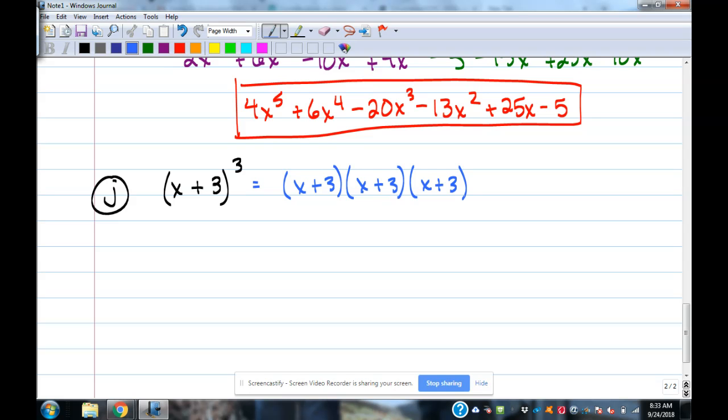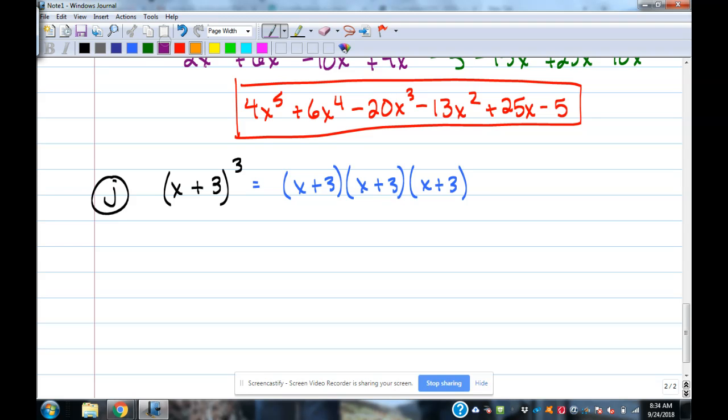Now, what's the best way to eat an elephant? One bite at a time, right? Okay, so this is our elephant. If you're a vegetarian, think huge salad. One bite at a time.